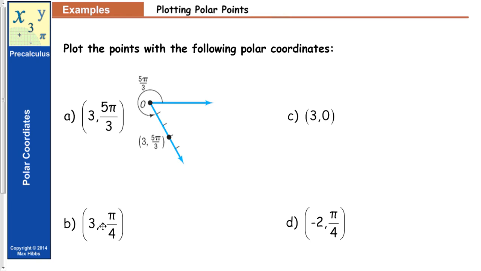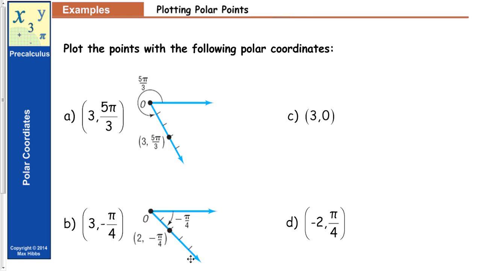Now this part B, notice our r is 3 again, but our angle theta is negative pi over 4. So we measure our angle differently, but we still will move in a positive direction along the terminal side of our angle negative pi over 4. Well, of course, negative pi over 4 puts us at this position, doesn't it? So we're traveling for a negative angle, so we travel clockwise rather than counterclockwise pi over 4 units.